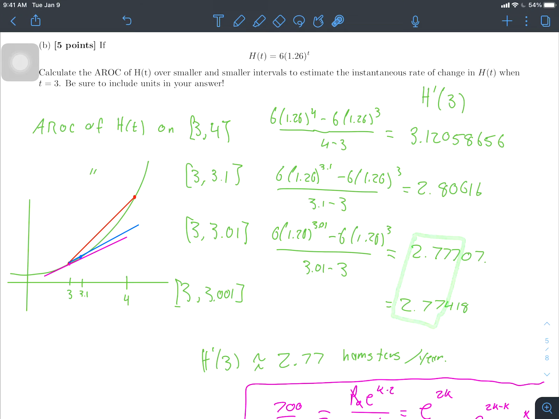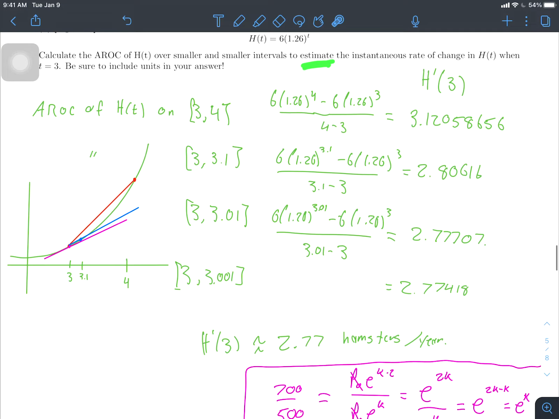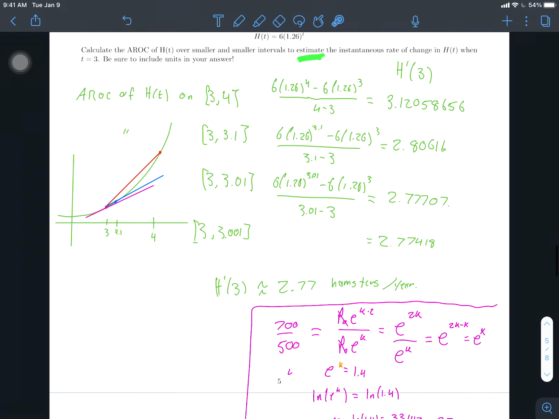Or not the first 3, but the first 2 decimals, right? So I would say, all we're supposed to do here is estimate. I would say 2.77 is good enough of an estimation for this problem. So I would say that h prime of 3 is approximately 2.77 hamsters per year.